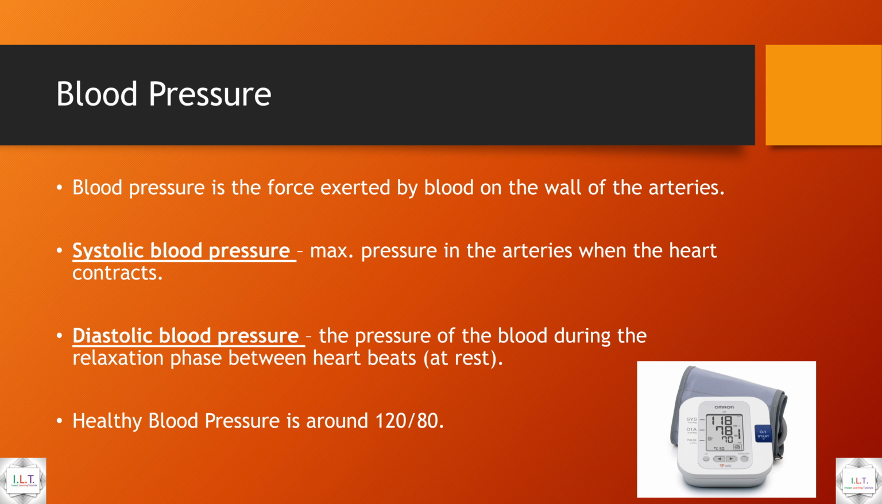And the second is diastolic blood pressure, and this is the pressure of the blood during the relaxation phase between heartbeats or at rest, and this is represented as the bottom number. And a healthy blood pressure should be around 120 for systolic and 80 for diastolic.